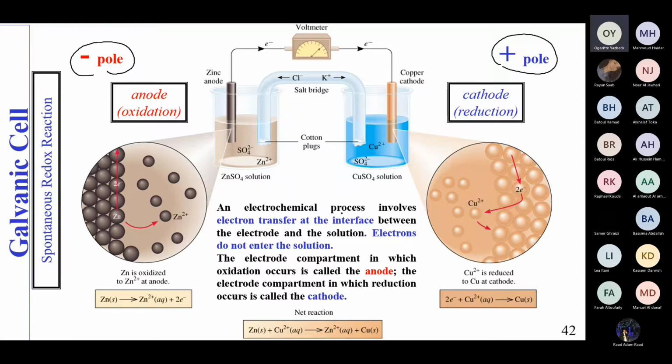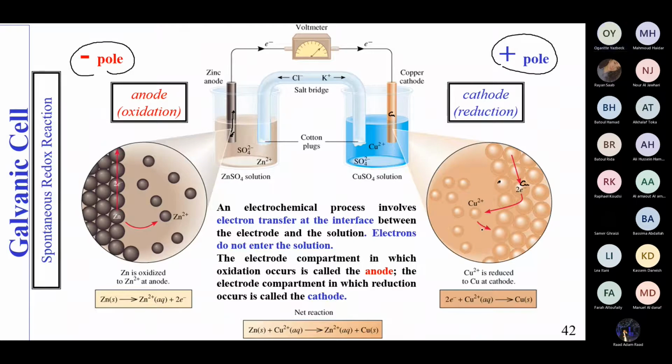An electrochemical process involves electron transfer at the interface between the electrode and the solution. Electrons do not enter the solution. Zinc loses 2 electrons, and the electrons don't go into solution, guys. They flow directly within the pole and they go. Likewise, for the copper, electrons are gained. Copper 2 plus sits there, picks up the 2 electrons, and when he becomes copper on the surface, he leaves and goes into the solution.